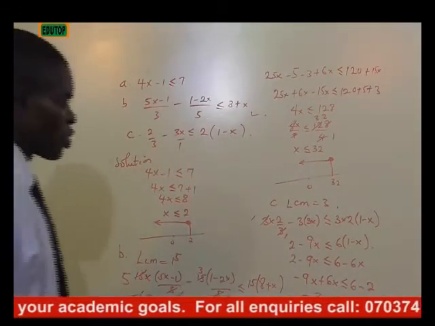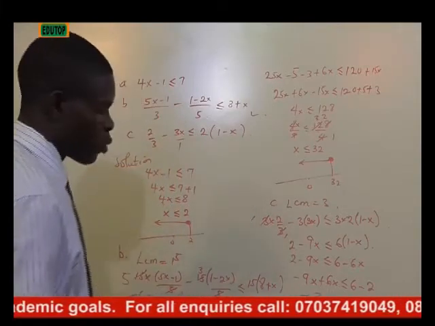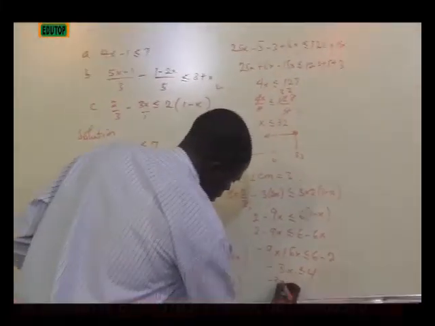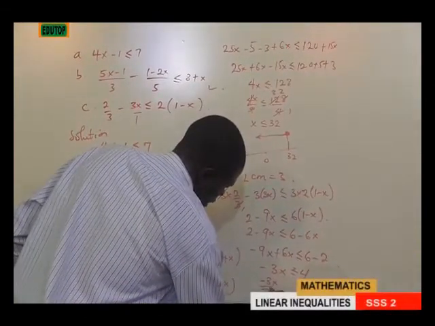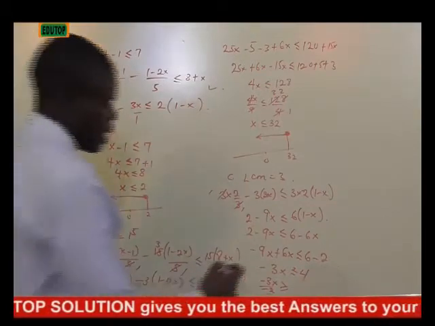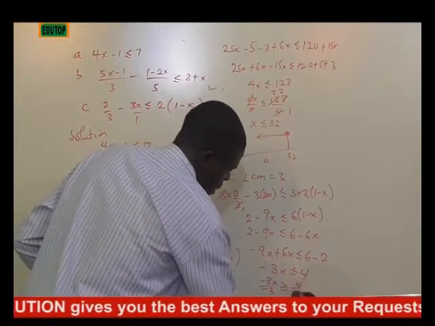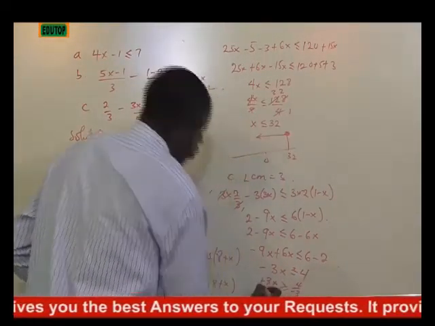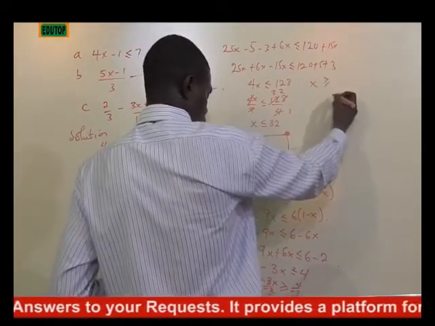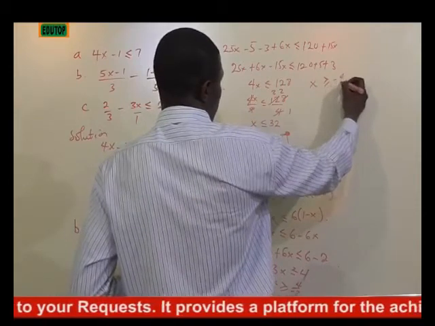Okay, so since our interest is to look for our x, we divide through by minus 3. We divide this by minus 3, it will change the inequality sign. It will now face this way. Then we have 4 divided by minus 3. So this one comes to x. Then x will now be greater than or equals to minus 4 over 3.